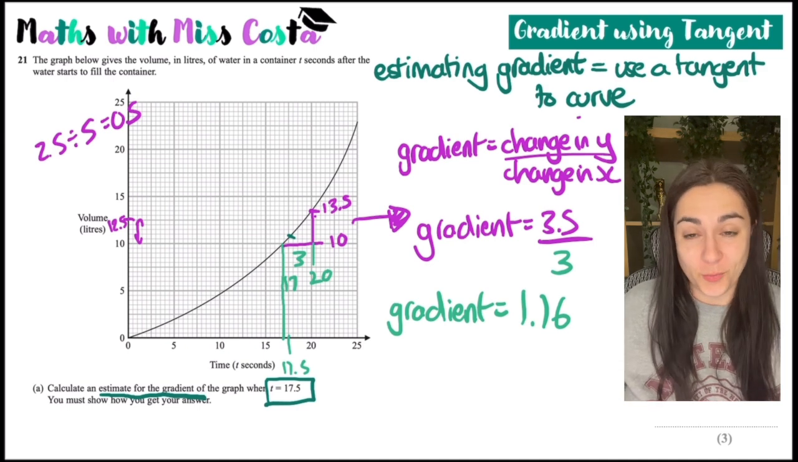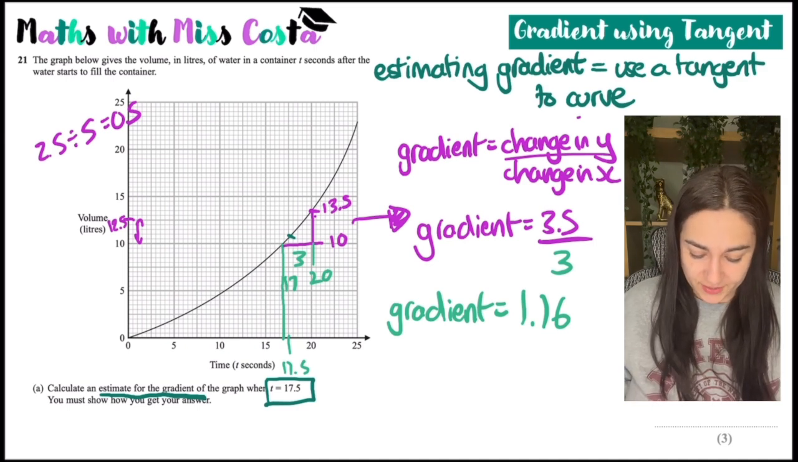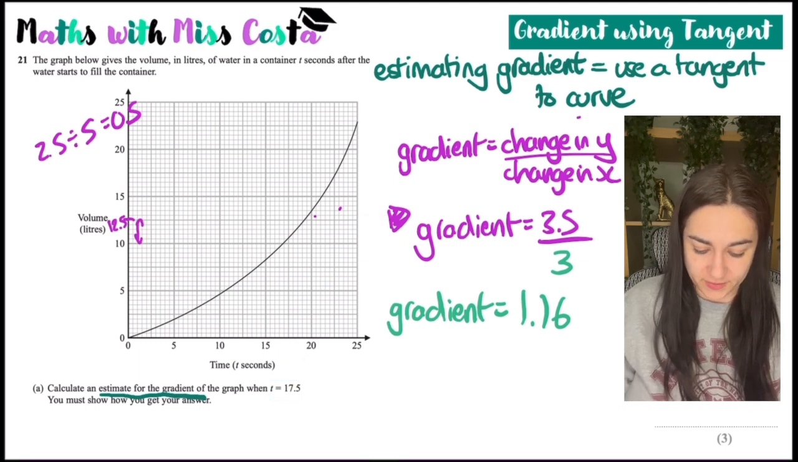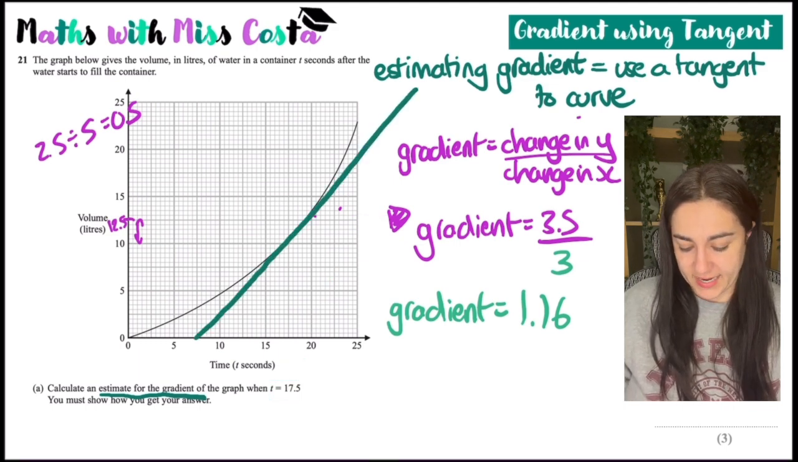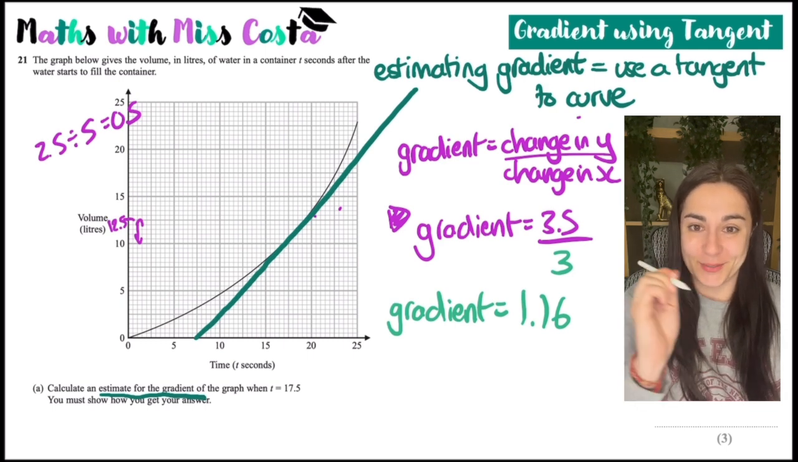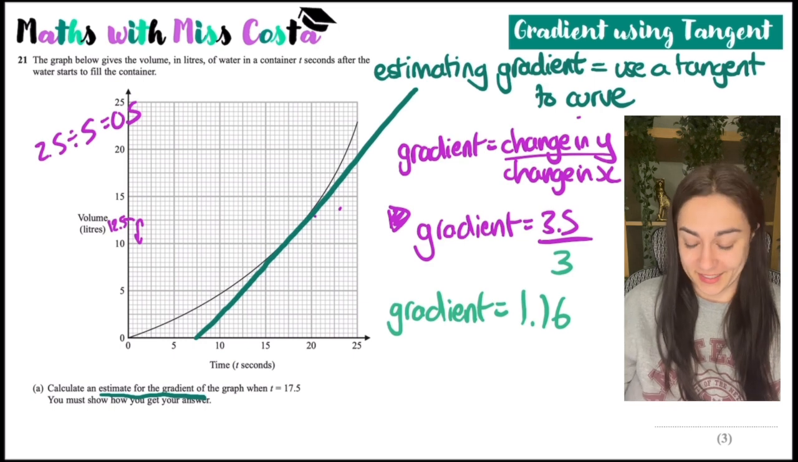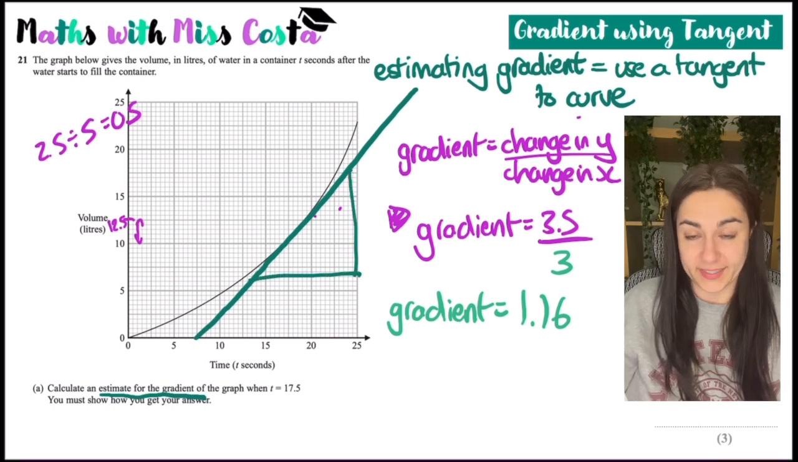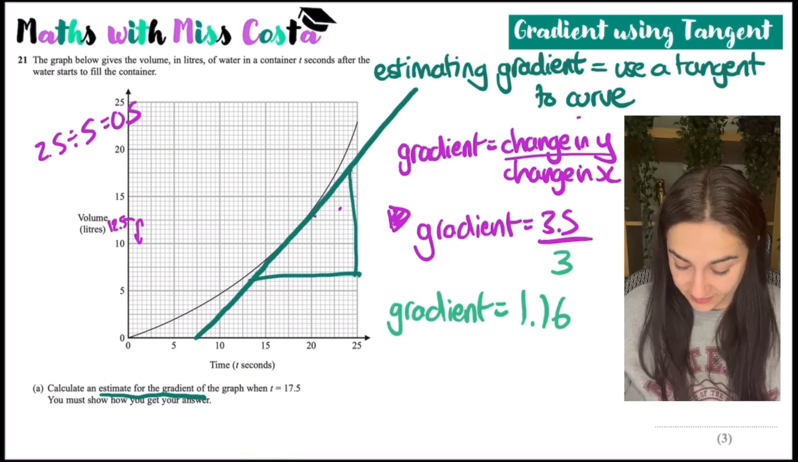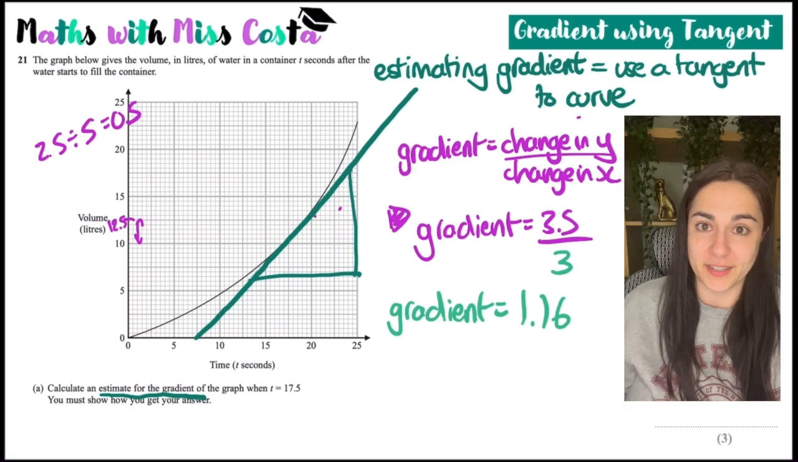Yours is going to be a lot more accurate as long as you've drawn a tangent. Okay, so the key thing is that you must draw a tangent to the curve and try and make it as nice and straight as possible. Use a thin pencil so that it doesn't cover up the squares like mine does. And then you just work out the gradient of this line. Okay, and any answer in the range of 0.9 to 1.2 will be absolutely fine.